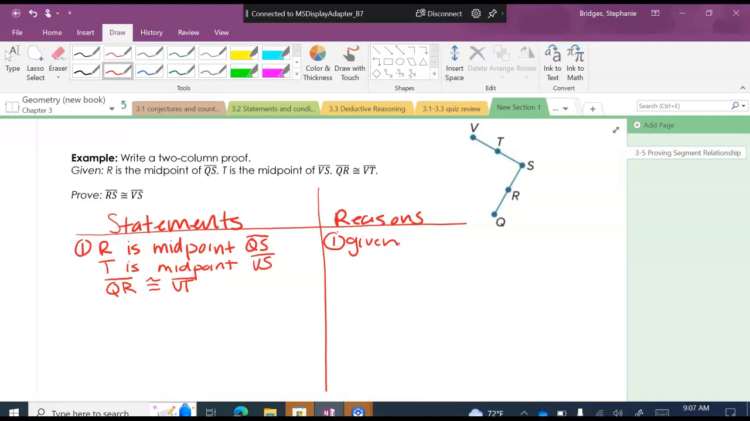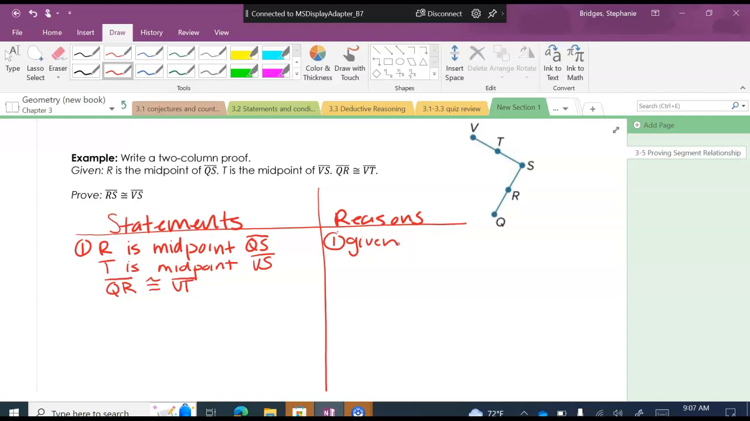Wait for everybody to write that, and then we'll keep going. But I do want you to take a look back at your notes from yesterday. Look at the definition of midpoint, and we used this in one of our proofs yesterday. The midpoint divides a segment into 2 congruent segments, yes?